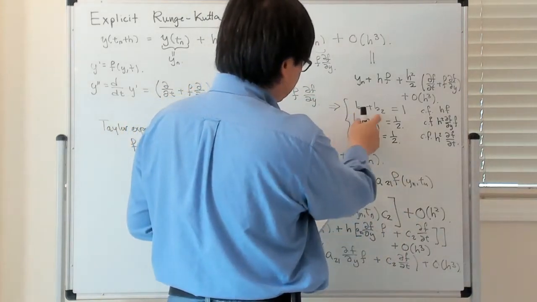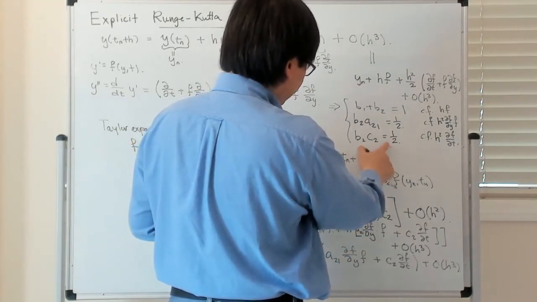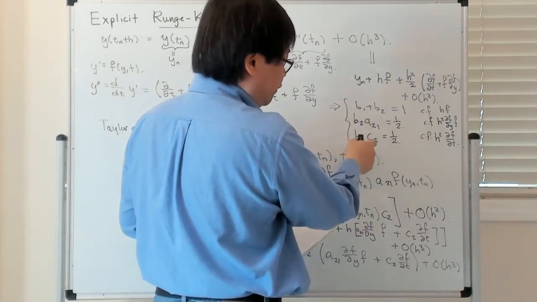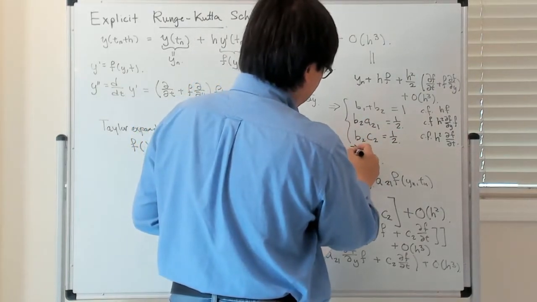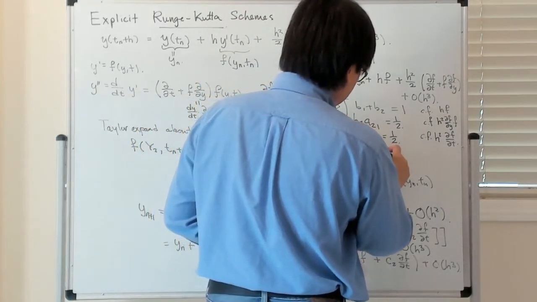So there's a b1 plus b2 is equal to 1. There is a b2c2 is equal to half. There's also a b2a21 is equal to half. So these two equations together, the last two equations, imply that c2 is a21. Okay.